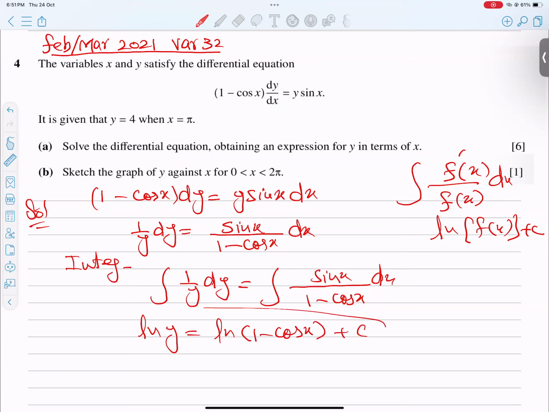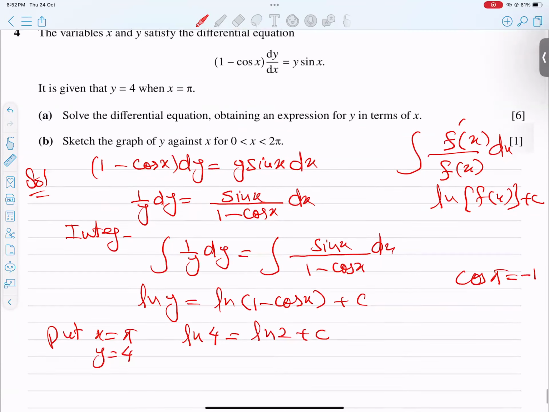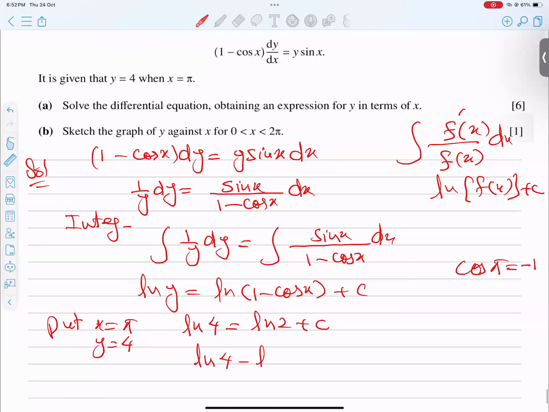And I will use some data, and the data is given here. I will put x value pi and y value 4. So 4 comes here, I get ln 4. And when I plug in pi here, for your knowledge, cos pi in radians gives you -1. So -1, negative, negative, positive, so I got a 2. So ln 2 plus c, and it will go and subtract. I believe all of you understand what is going on. Sorry for that, it is a 2.